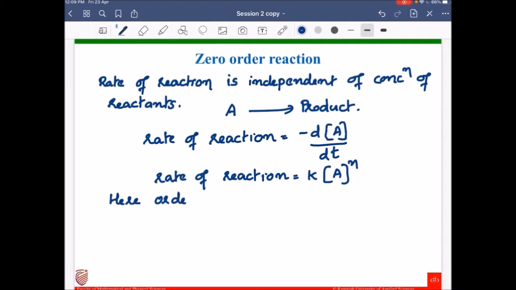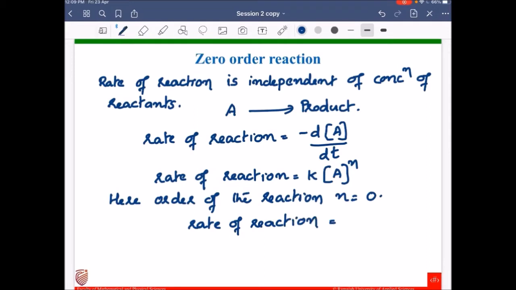Here order of the reaction is n equal to 0. So I will be able to rewrite the reaction equation as rate of reaction equal to K into concentration of A raised to 0, and we know that any number raised to 0 is 1, so the equation becomes rate of reaction equal to K. So this equation I write as equation number 1 and this equation as 2.